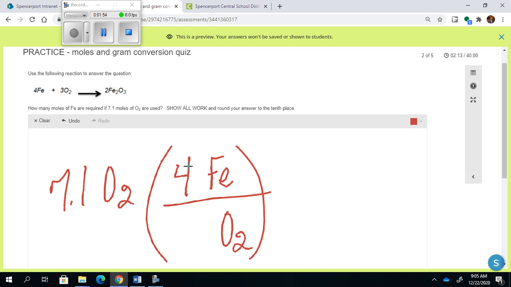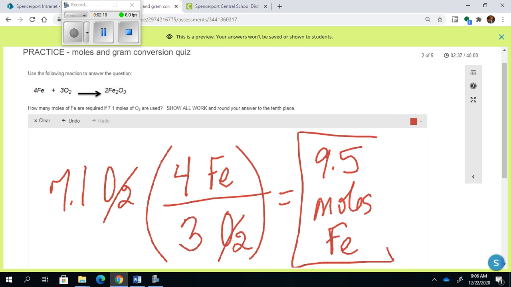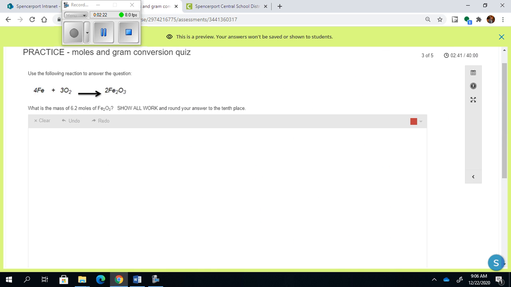This has a 4 in front of it. This has a 3 in front of it. So it's a 4 to 3 mole to mole ratio. My O2s will cancel out. My answer will be in moles of Fe. And then I just want to do the math. So 7.1 times 4 divided by 3 and then rounding it to the 10th place would give me 9.5 moles of iron. All right, next one.